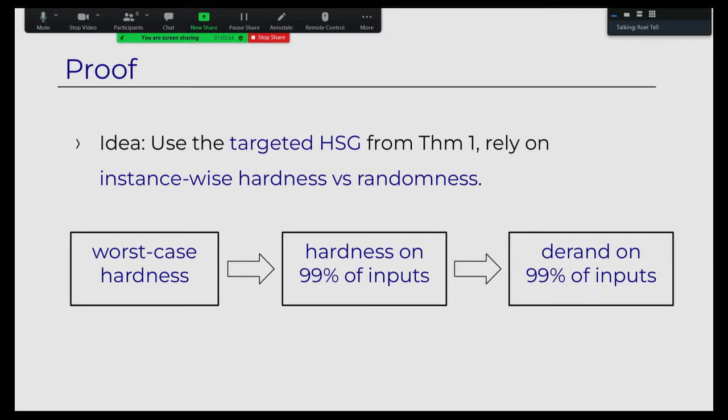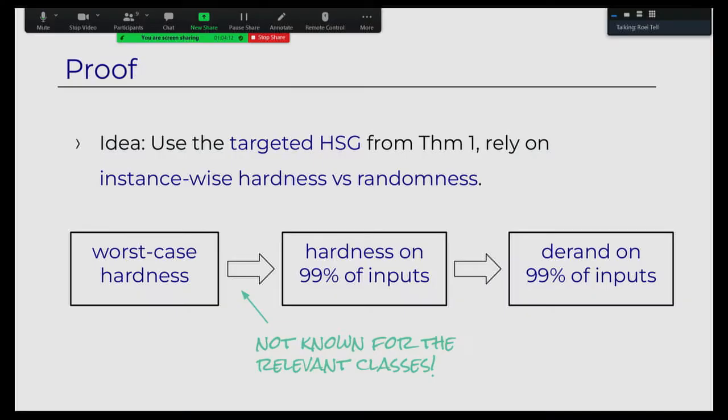So here is the idea. We're going to use the targeted hitting set generator that we started with. In the first result, we used it for almost all inputs hardness. Now we only start with worst case hardness. So it's hard on one input. So if we just apply it, we get the randomization that succeeds on one input and nobody's impressed.